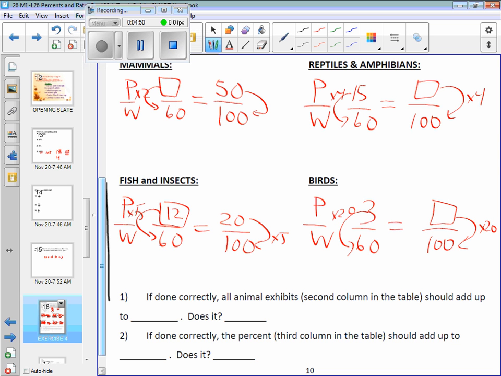Don't automatically put 20 here. We got to say what times 20 makes 100, or 100 divided by 20. You got it. 5.